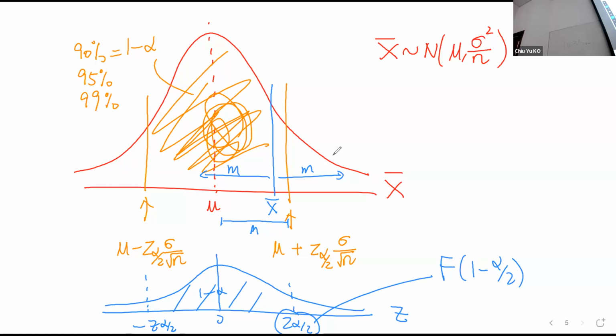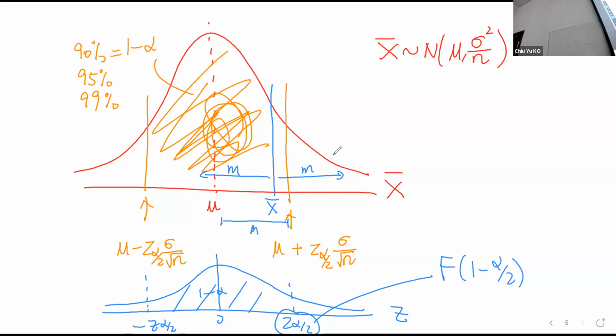Is that clear? So a little bit convoluted. Let me explain once more because it's not easy to understand, because it took me quite a while to understand, but maybe you're fast. So the idea is the following. We only know how the X bar is distributed. There's no uncertainty about the mu. Mu is there, but you just don't know.